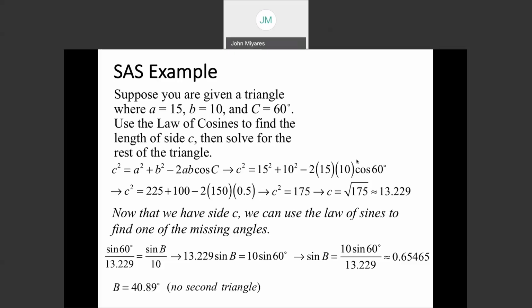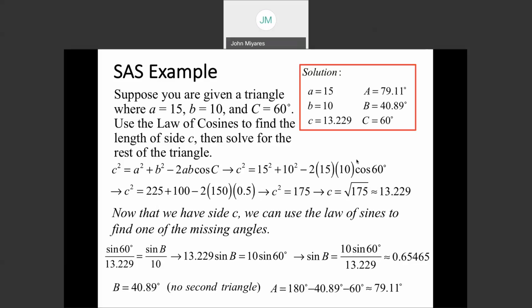To get angle A, we'll just subtract the two known angles from 180 degrees, and that's going to give us 79.11 degrees. So here is our final solution to the triangle. Side A was given as 15, side B was given as 10, side C was calculated as 13.229. For our angles, we were given angle C is 60 degrees, angle A was calculated as 79.11 degrees, and angle B was calculated as 40.89 degrees.